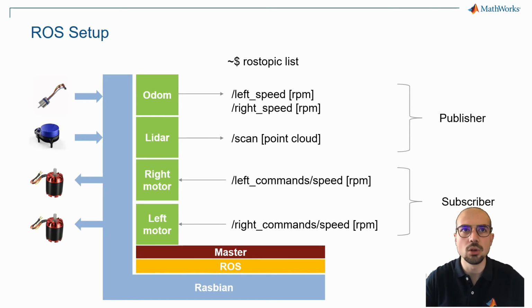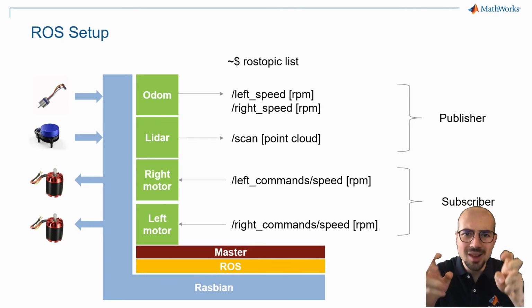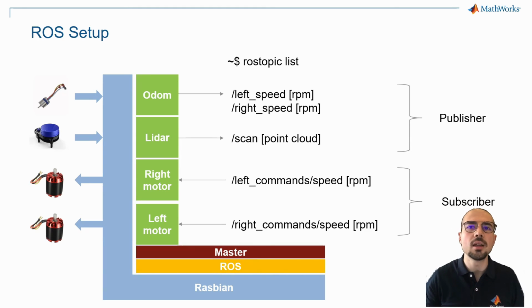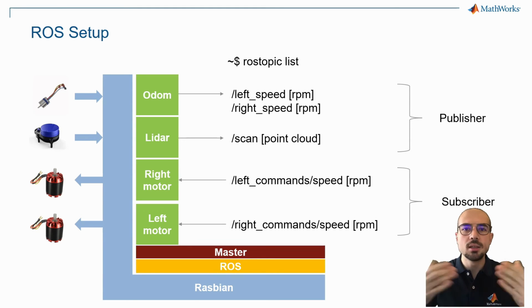The same for the odometry. The encoder will generate some information inside the odom node. This node will publish something on the left speed topic and on the right speed topic. And this becomes what we are going to see later in MATLAB, because once we have set it up properly and correctly, we can forget how it has been developed and built, because we can only interact with these topics. Okay.